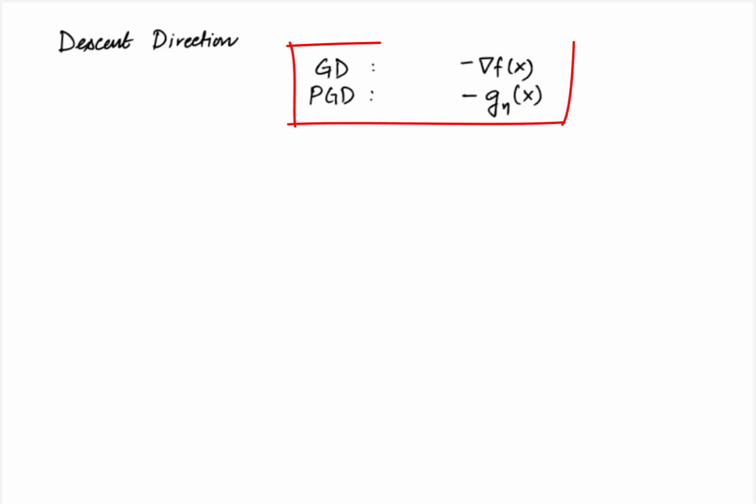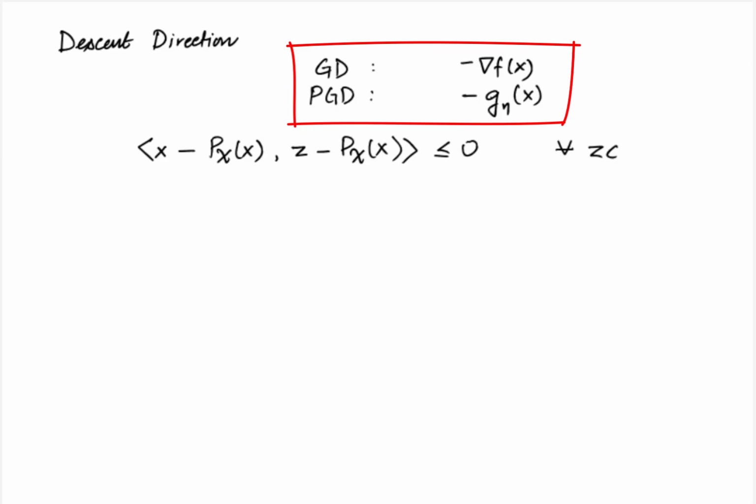Interestingly, it turns out that PGD is also using a descent direction. Recall that for unconstrained problems, minus gradient f(x) was a descent direction. Here it turns out that the negative of G_eta(x) is also a descent direction at x. To see this, recall the angle property: the inner product of (x minus P_X(x)) with (z minus P_X(x)) is less than or equal to 0 for z in calligraphic X. Replace x with x minus eta gradient f(x). Then we can see that the projection onto calligraphic X of (x minus eta gradient f(x)) can be written as x minus eta G_eta(x).